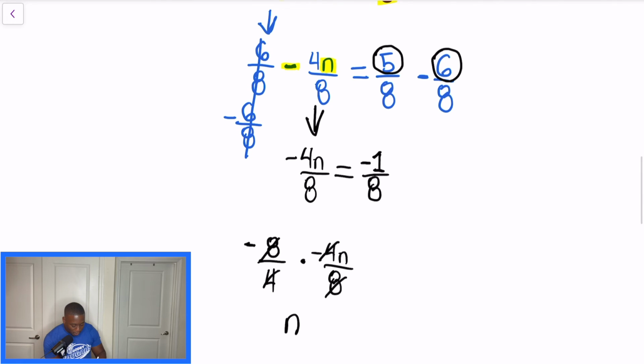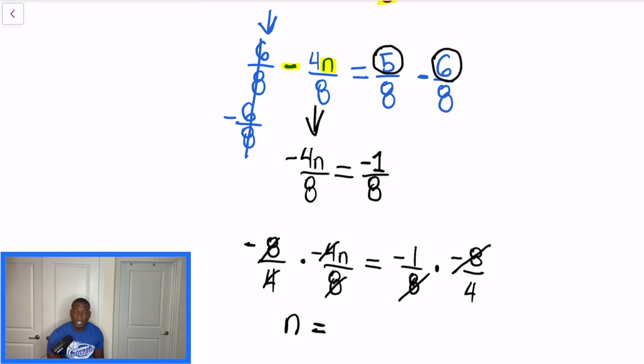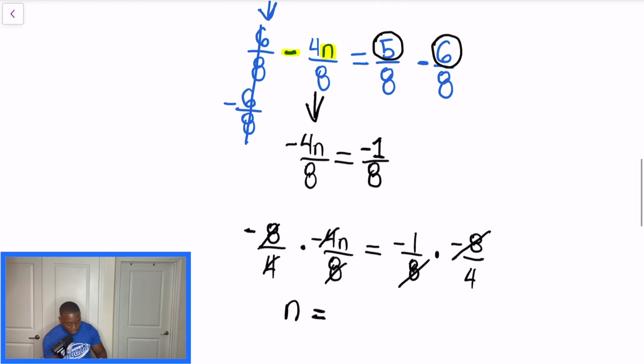So now positive n is equal to, and then we'll go on the other side and make sure we do the same thing. Negative 1 over 8 multiplied by negative 8 over 4. And what happens here, guys, is after we cross cancel, we cancel out those 8s, we're going to be left with n is equal to 1 over 4.